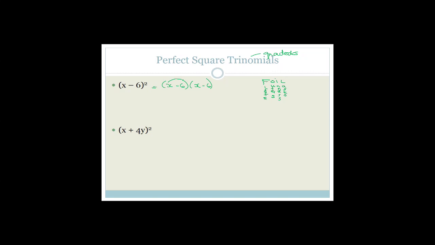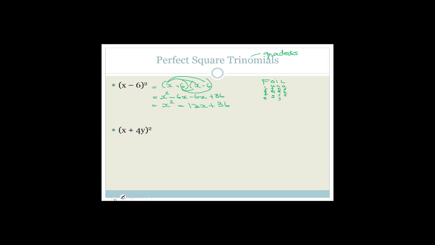So firsts is going to be x times x, which is x squared, right? Then it's outers, so it's x times minus 6 is minus 6x. Then inners, minus 6 times x is minus 6x. And then last, it's minus 6 times minus 6, which is minus 36. So now, actually it's not, it's plus 36 because minus times a minus is a plus. So now if we look at this, what do we have? We have x squared minus 12x plus 36.